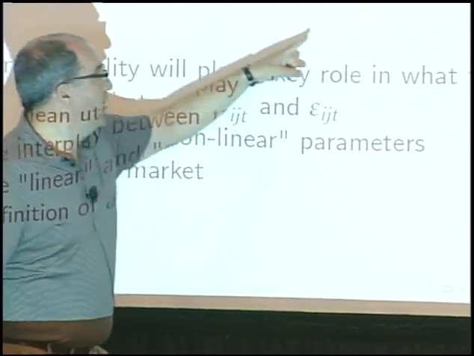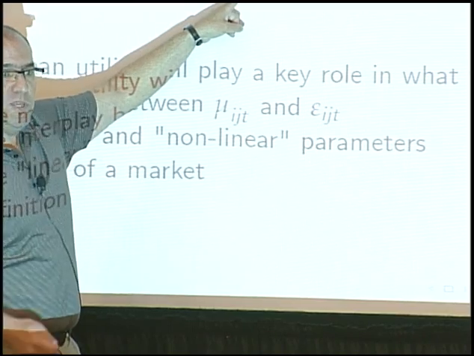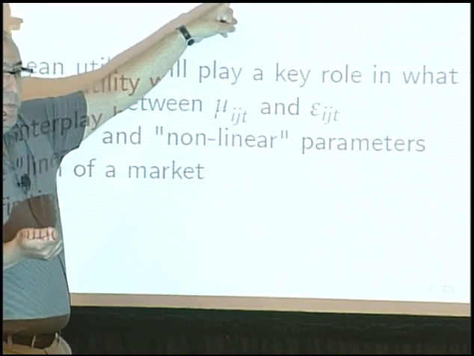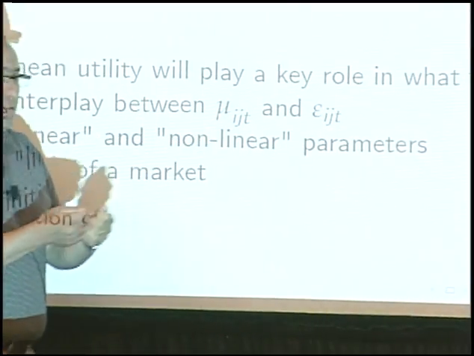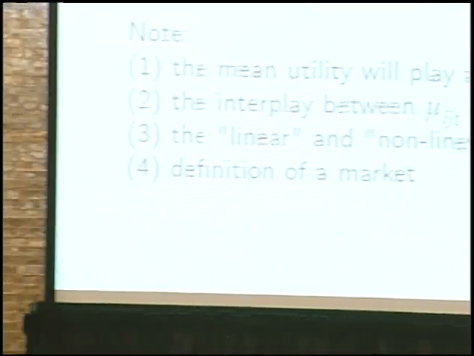So the theta 1 here is just going to be the mean alpha and the mean beta. And here, that's going to be these deviations from the mean, what I called pi and sigma. Those are going to be the heterogeneity parameters. I'm going to refer to them as either linear or nonlinear parameters interchangeably. And we talked about the definition of the market. That's basically the level at which these things vary.